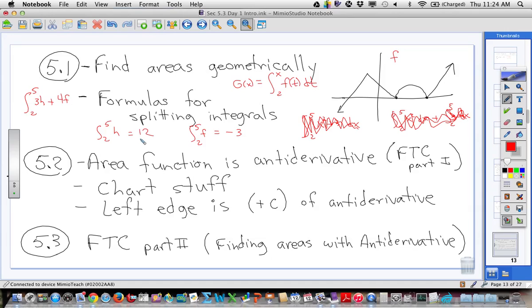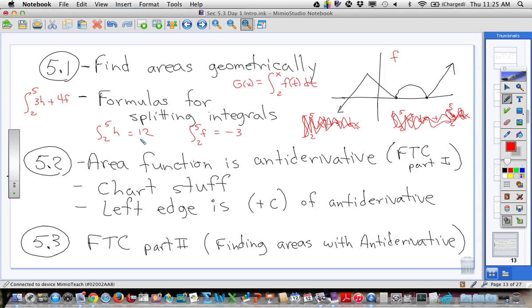And then 5.3, really we emphasized today, was the fundamental theorem part 2, which was just that big F of B minus big F of A thing, where we can now do an area of any kind of function, as long as we can do its antiderivative. As long as we can do its antiderivative, we can do that. And that's really it. I mean, that's pretty much what's going on. So this last thing is mostly about just calculating and doing those antiderivatives.